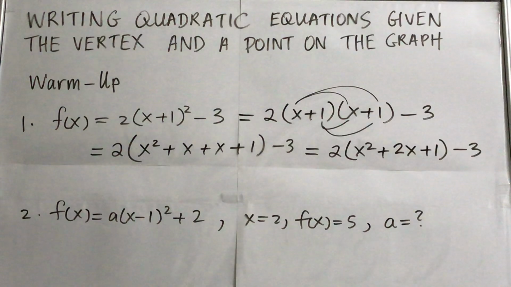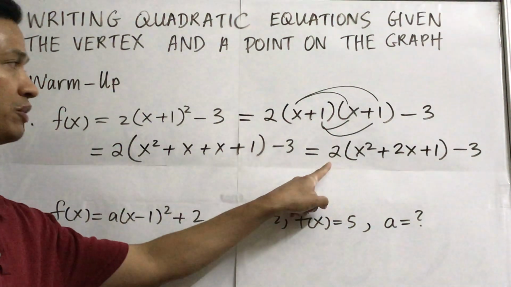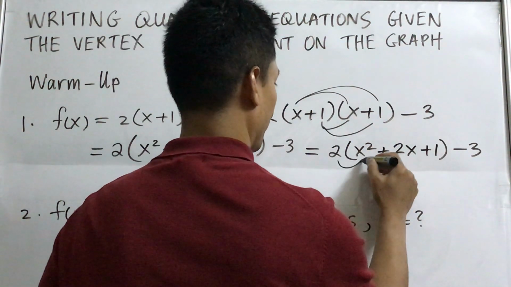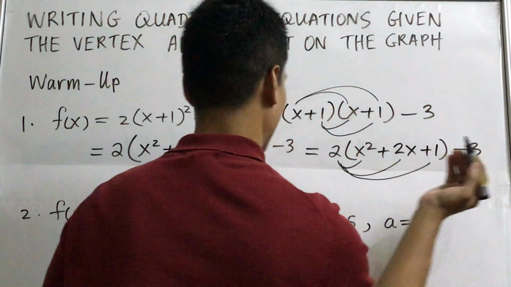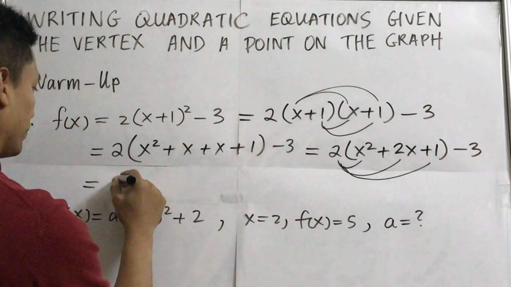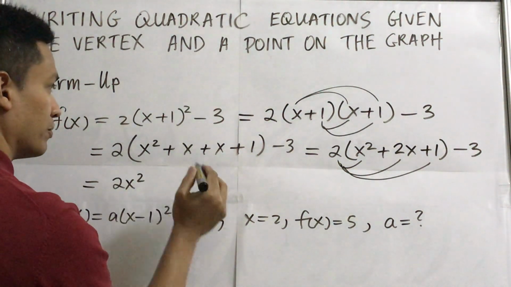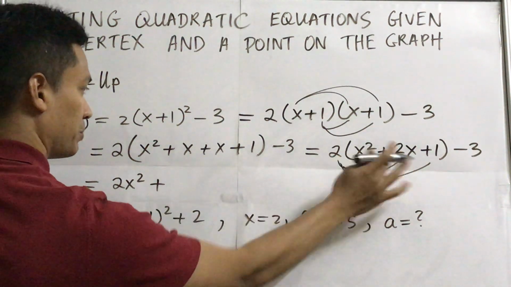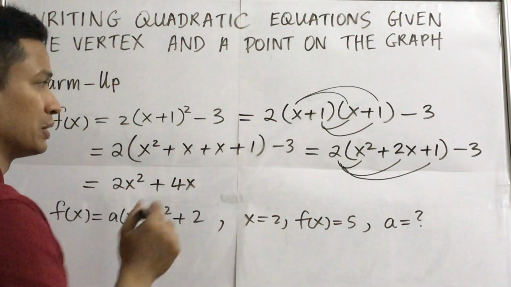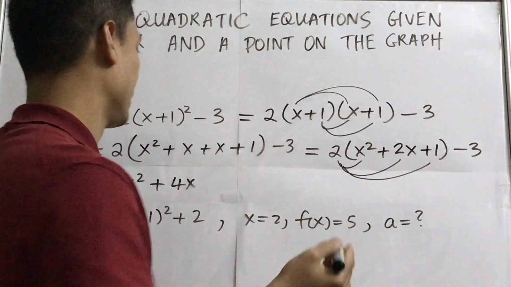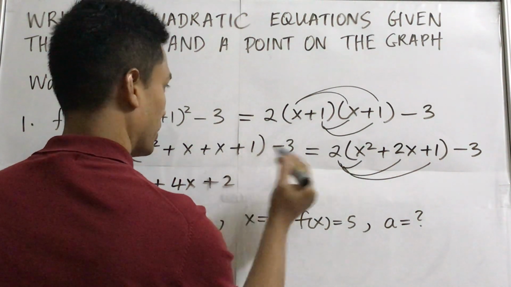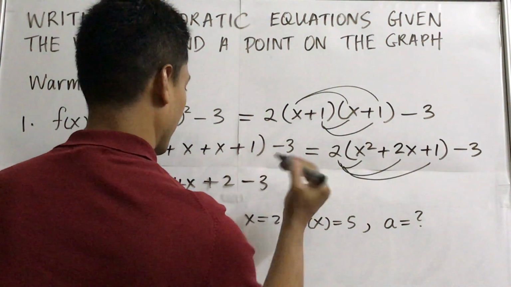Finally, what do we do now? We have something outside here to distribute. So let's distribute the 2 to all 3 terms in there. And we will have 2x squared. 2 times 2x is 4x. 2 times 1 is 2. And don't forget the -3.